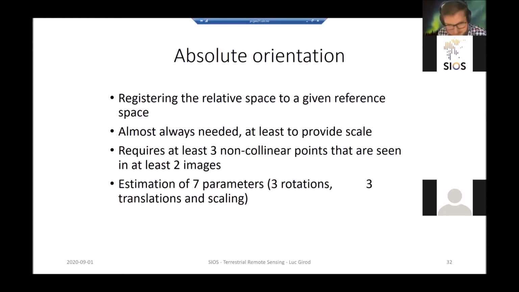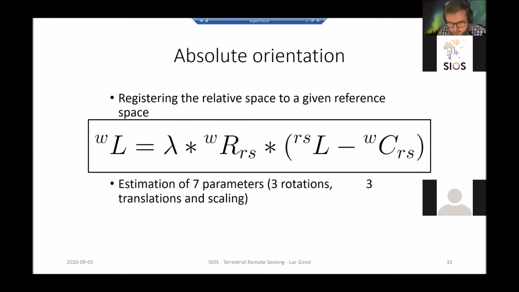Of course, as always, if you see them in more images, it's better. If you have more than 3 points, it's better. The more points, the happier your math is going to be. And from that, you estimate 7 parameters between your relative space and the absolute space: the 3 rotations, so one on each axis, 3 translations on each axis, and a scale factor. The formula looks like this. You might realize that it's quite similar actually to the formula I had before. You just don't have the projection into a 2D space. There we stay in a 3D space.